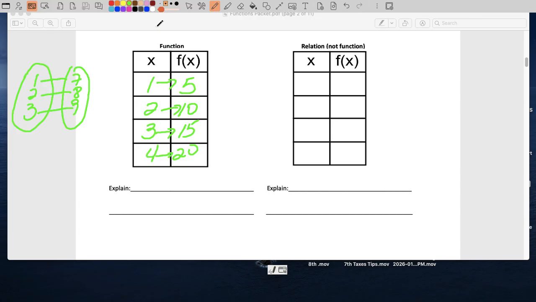Because the rule here is going to be 5x, right? So every x value gets multiplied by 5. There's no way I can put 1 in this rule and have it come out any different. So again, every x value has only one y value.